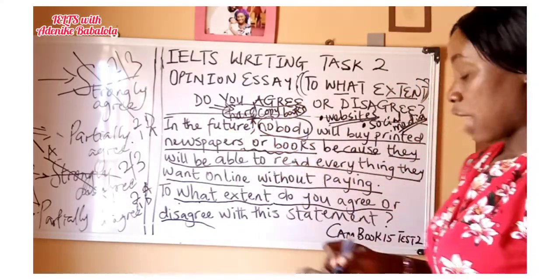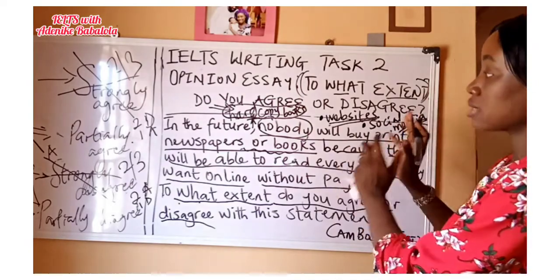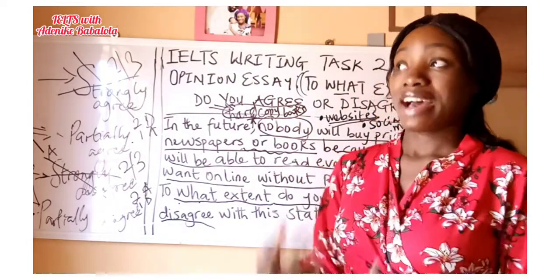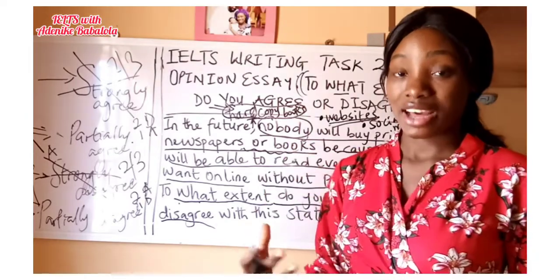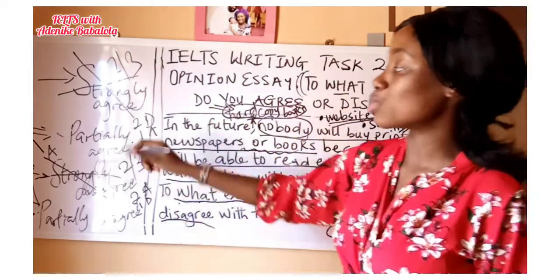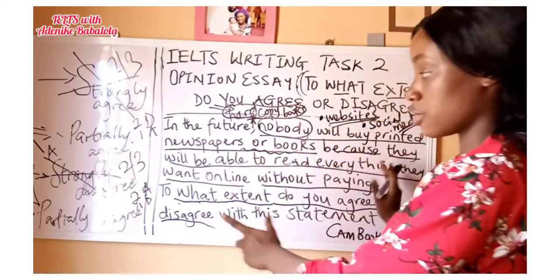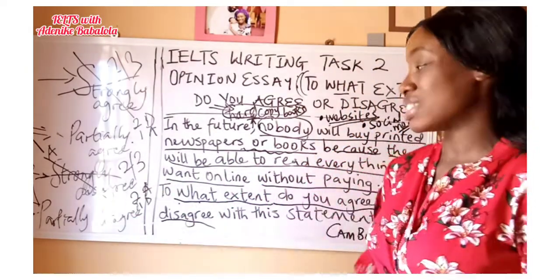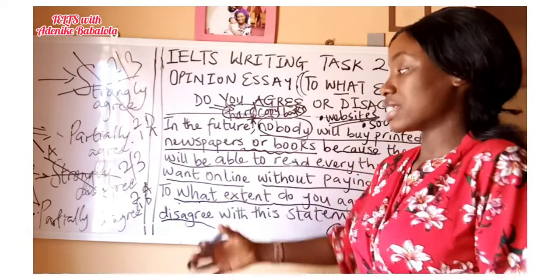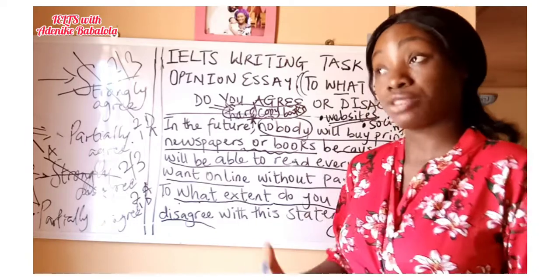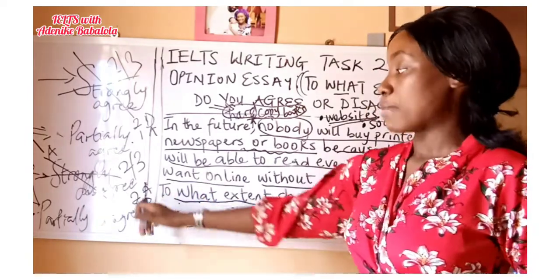Okay, so I hope you get it. To what extent do you agree or disagree question? The way to have a band 8 and higher for task response is to partially agree or partially disagree. For this question, I chose to partially disagree. I chose to disagree a little. And by disagreeing a little, I just kept 1 point. But because I agree to a large extent, I'm using 2 points.